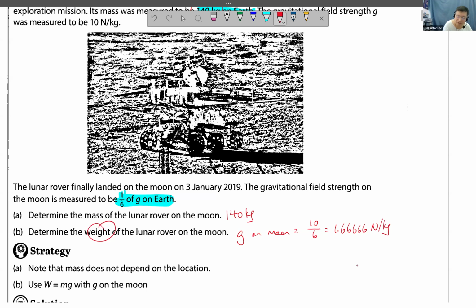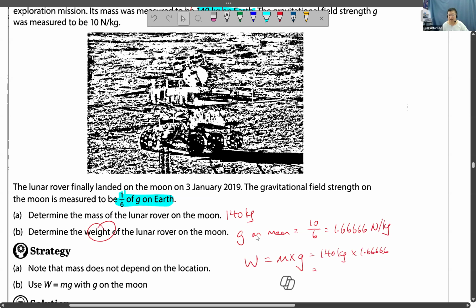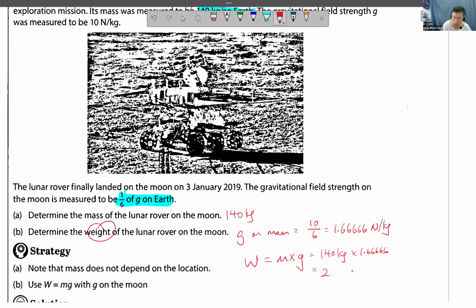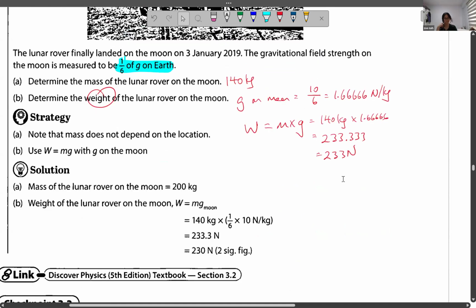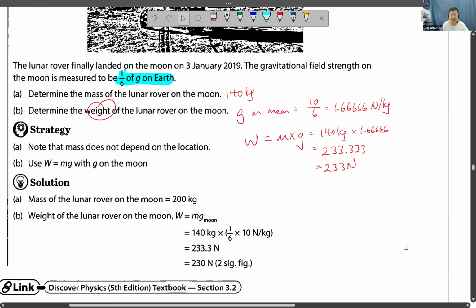Now, what's the weight? Weight W equals mass times G. And the mass is 140, and the G is 1.666. Got it? Because this G is the gravitational field strength, the property of the planet. So times 140, and the answer is 233.33. And then give me 233 Newton. Let's talk about 233 Newton first. Then later you start answering why.